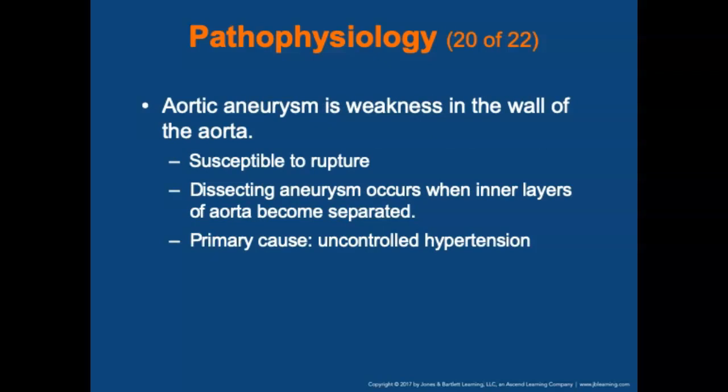An aortic aneurysm describes a weakening in the wall of the aorta. It is suspected it could rupture. If it ruptures, blood loss will cause the patient to die almost immediately. A dissecting aneurysm occurs when the inner layers of the aorta become separated, and it allows blood flow at high pressure between those two layers. Uncontrolled high blood pressure is usually the cause.